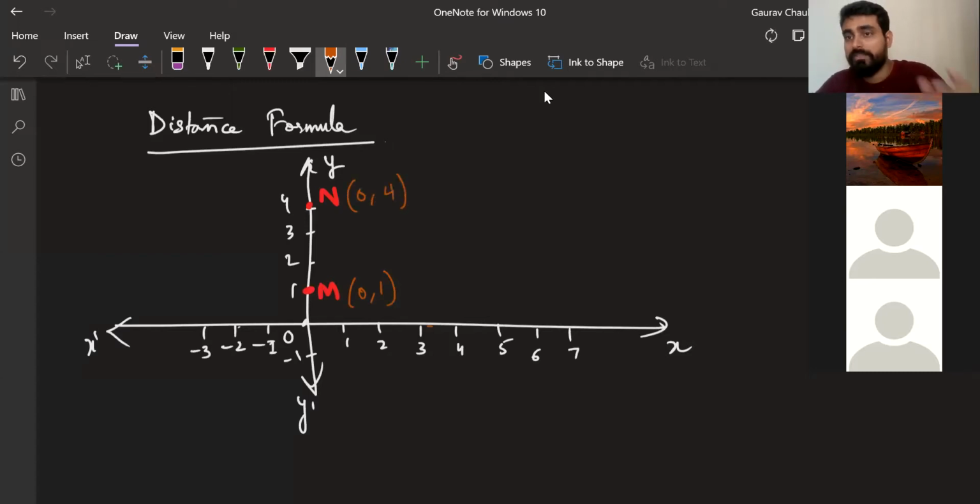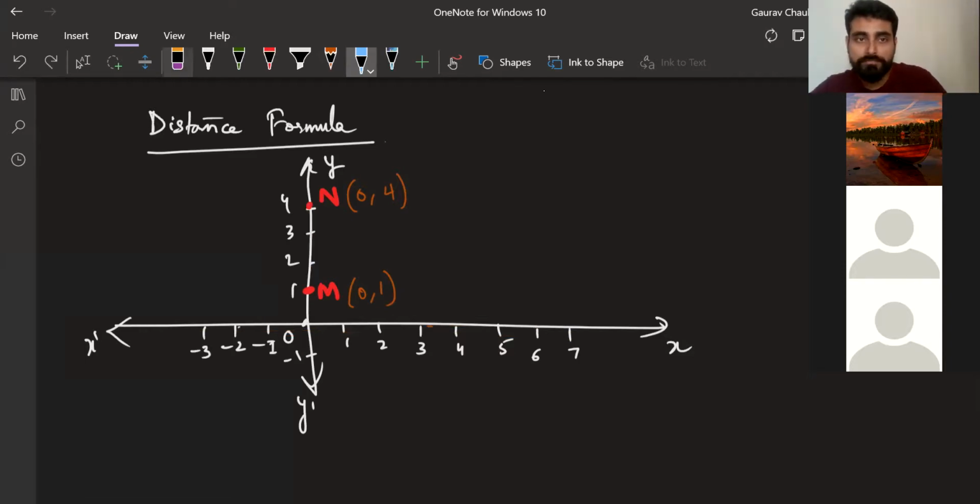Just to recap, all points on the x-axis will have some x coordinate and y will be 0. All points on the y-axis will have 0 as x coordinate and y will be some number. This is something probably we missed during revision. So the distance here, you're right, Dikshit, is again 3 units, the length of the line segment MN.